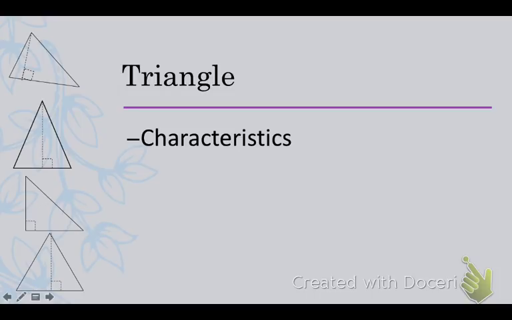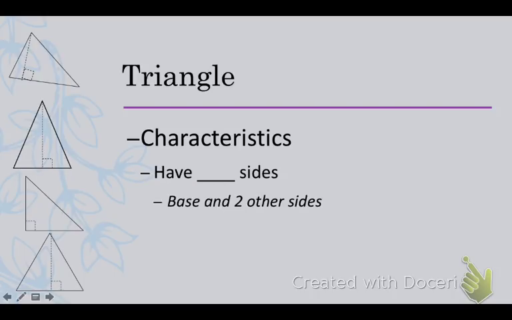Alright, so there are a couple characteristics of triangles that make them different than, let's say, a parallelogram. The biggest one is that they have 3 sides. So somewhere I would like you to write that down, that triangles have 3 sides. Alright, they have the base, and then they have 2 other sides.